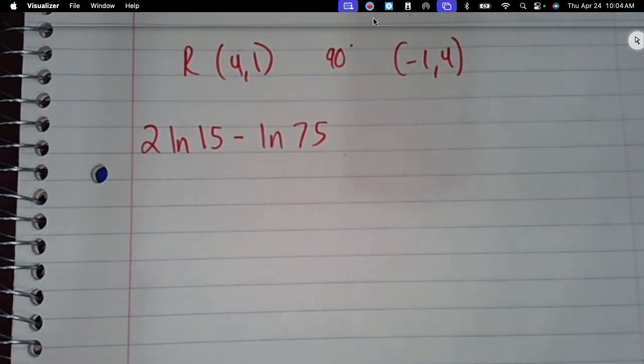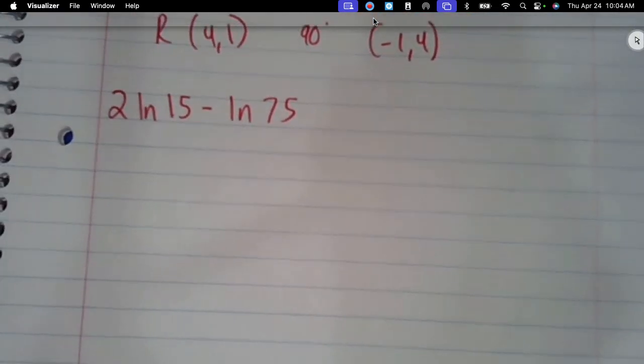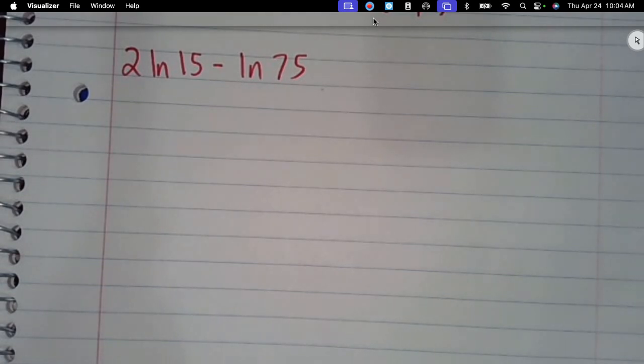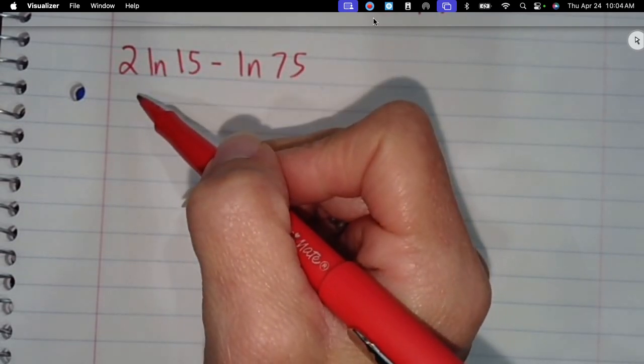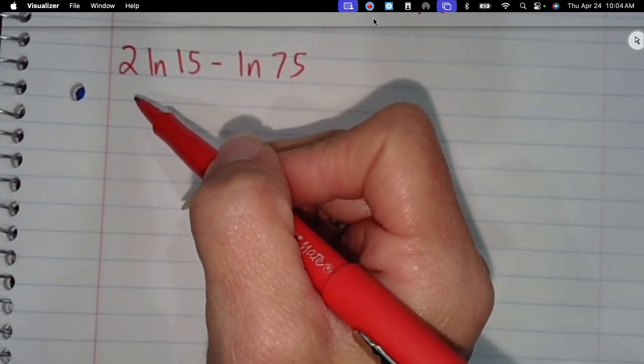Let's say that I have this right here. How do I write that as a single logarithm? Okay, that says natural log. That's okay. It's still a logarithm. It's got the word log. ln is natural log. What do you do with a number out front? It goes to the exponent.